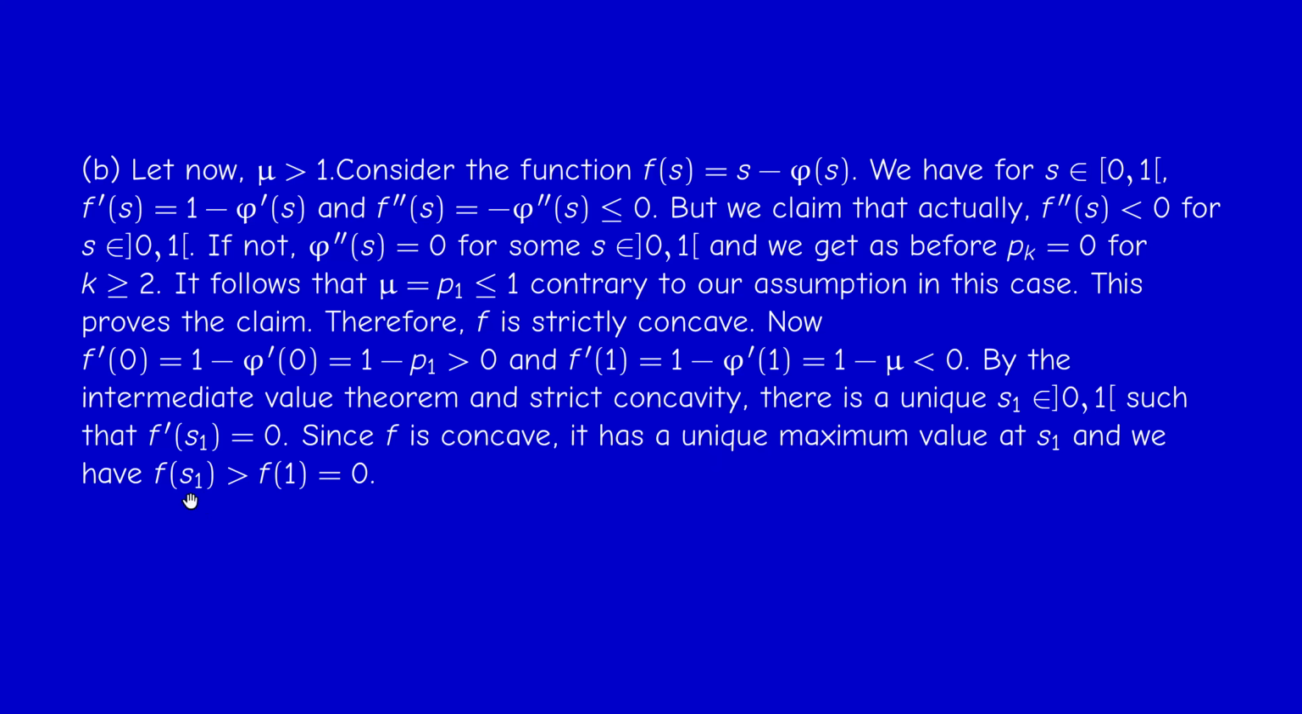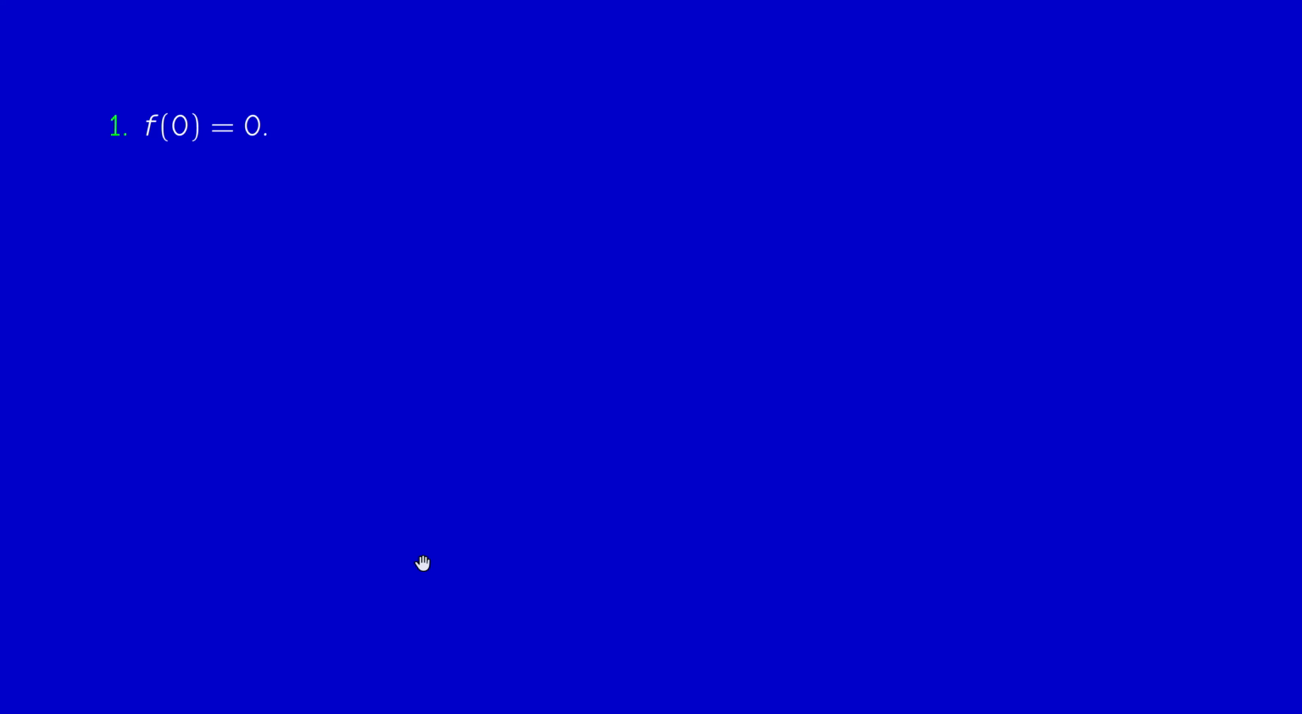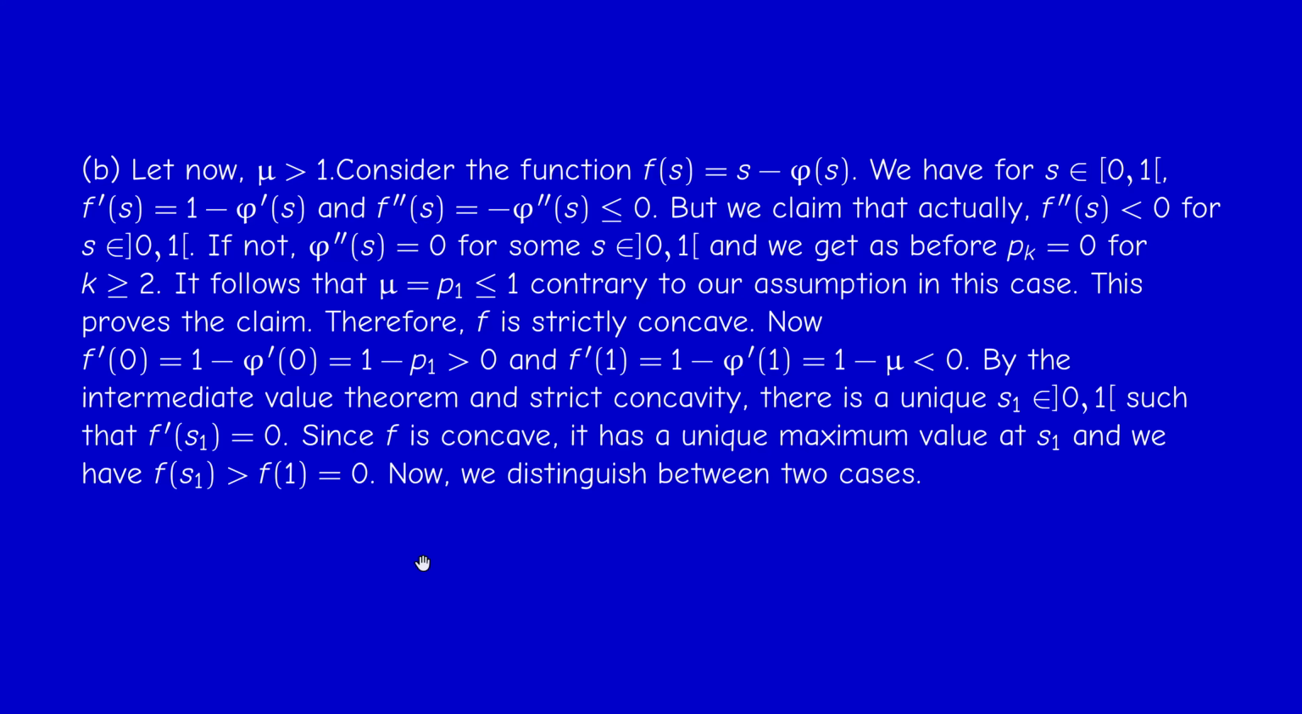So in particular, f of s1 is strictly bigger than f of 1, and we know that f of 1 is 0, because f of 1 is 1 minus phi of 1, which is 0. And now we must distinguish between two cases: phi of 0 equal to 0 and phi of 0 strictly less than 0. There are no other choices, actually.